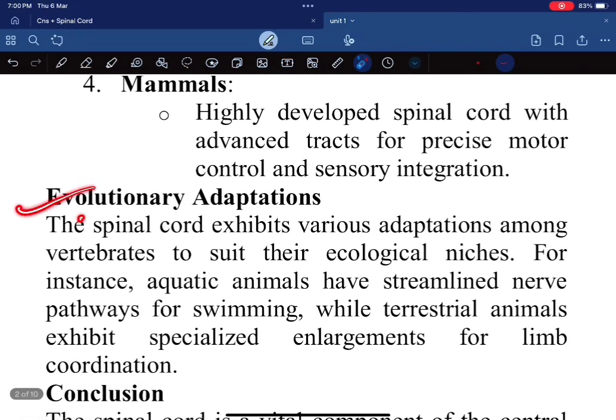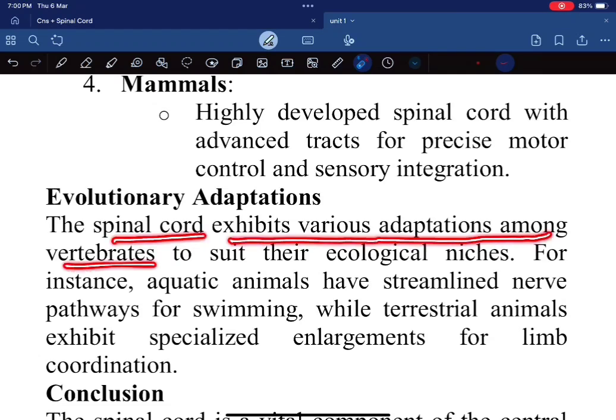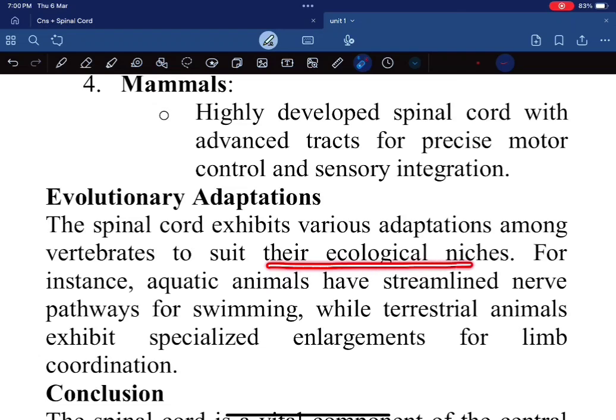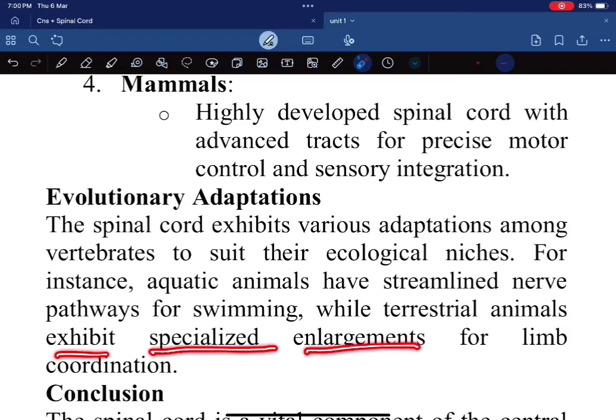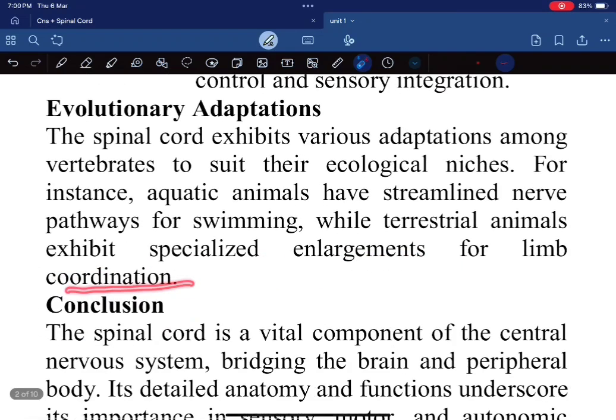Evolutionary adaptation. The spinal cord exhibits various adaptations among vertebrates to suit their ecological needs. For instance, aquatic animals have streamlined nerve pathways for swimming, while terrestrial animals exhibit specialized enlargements for limb coordination.